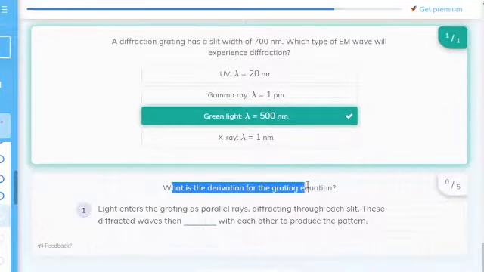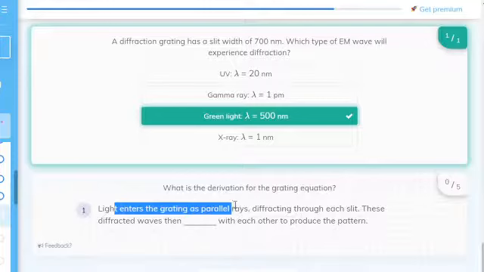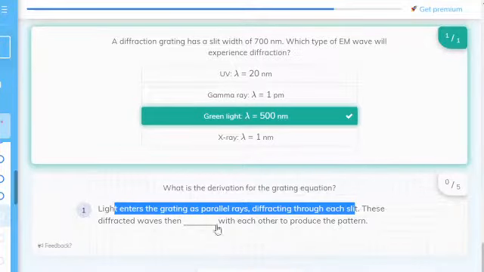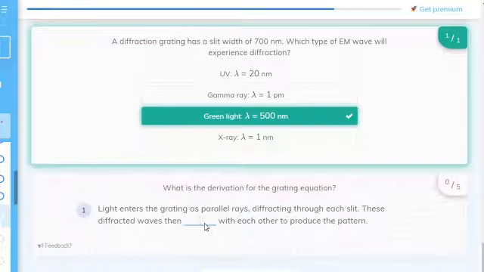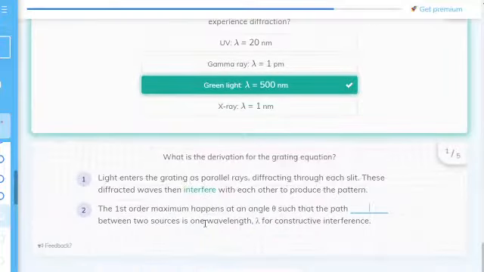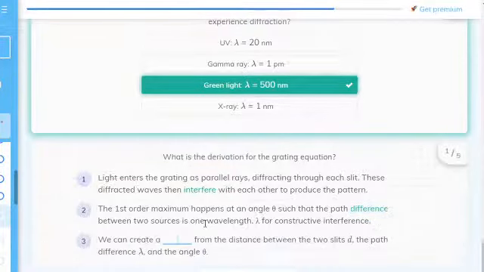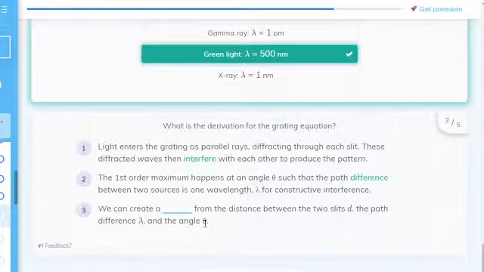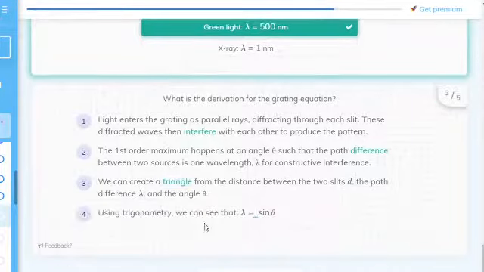So, what is the derivation of the grating equation? Light enters the grating as parallel rays, diffracting through each slit. These diffracted waves then interfere with each other and produce a pattern. The first order maximum happens at an angle theta, and such a path difference between the two sources is one wavelength for constructive interference. We can create a triangle from the distance between the two slits, the path difference and the angle, and use trigonometry.